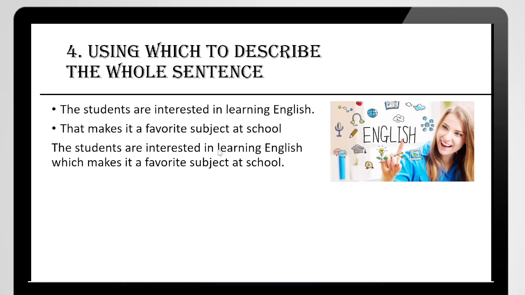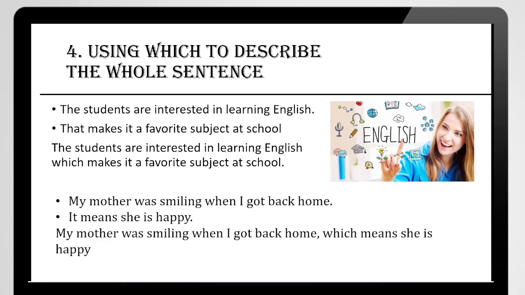Let's look at more example. My mother was smiling when I got back home. It means she's happy. So I use which to combine these two sentences. My mother was smiling when I got back home, which means she's happy. Yes, so which means she's happy describes the whole sentence, not only home.